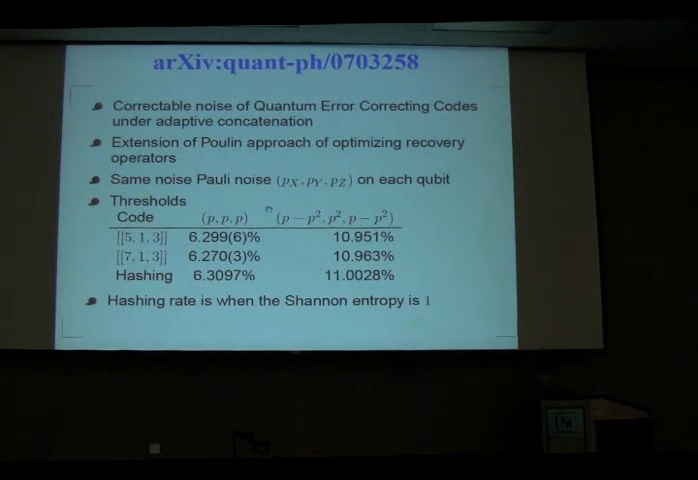So I did this for the 7-1-3 code for depolarizing noise, and then for that other type of noise I just mentioned, where you have independent probability P of a phase flip and independent probability P of a bit flip. And then I compare these to the hashing rate. You see in both cases, they correct pretty close to the hashing rate, but not quite. It's significant to note that these are definitely less than the hashing rate, even though the hashing rate, as I've mentioned, is a pretty good approximation. The hashing rate again is when the Shannon entropy is 1.